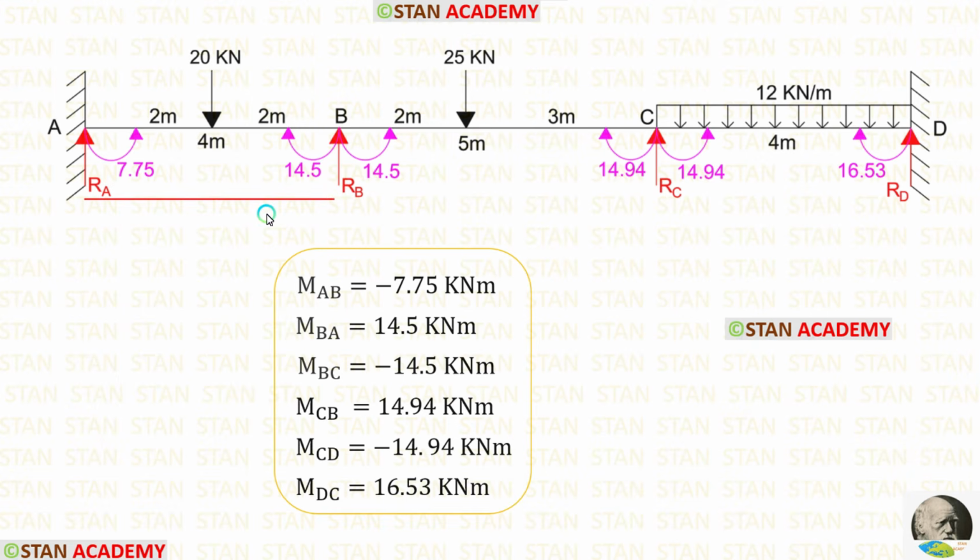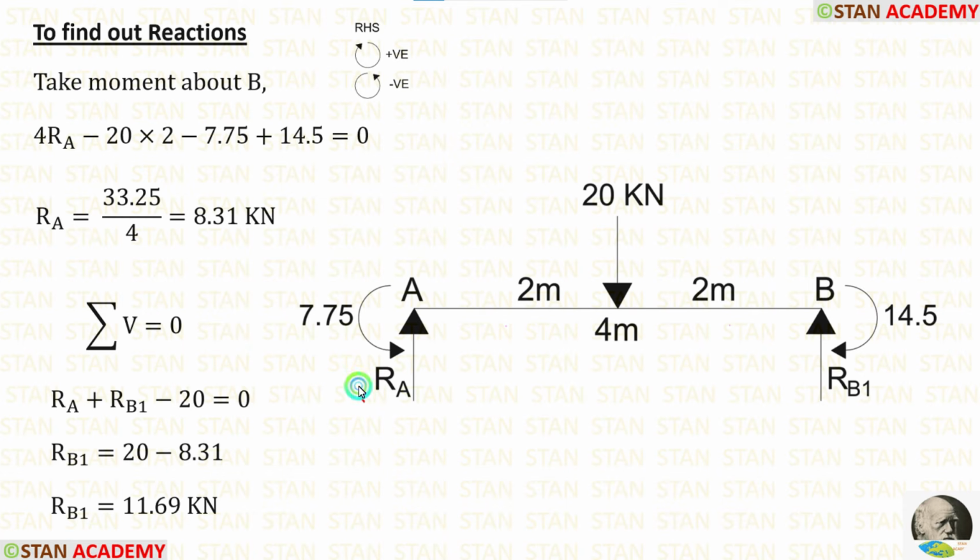In the span AB, there are two moments, MAB, which is acting in the anticlockwise direction, and MBA, which is acting in the clockwise direction. In this span, first I am going to calculate RA. For that, I am going to take moment about B. In this case, I am moving towards the right-hand side. Clockwise will be positive and anticlockwise will be negative.